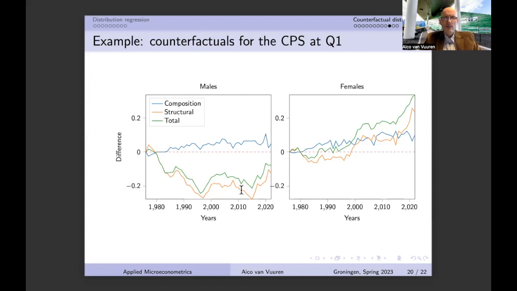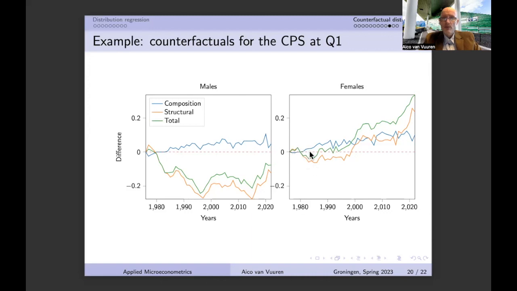And you should realize that the majority of the men that we have over here, especially in the earlier periods, did not have a college degree, of course. So therefore, we see that their wages have been dropping over time, and that's exactly what we see over here. Most likely, that has to do with computerization. These men were substituted by computers and machines, and therefore their wages have dropped so much.